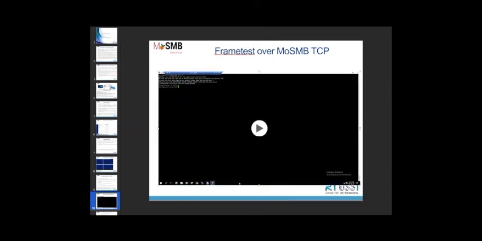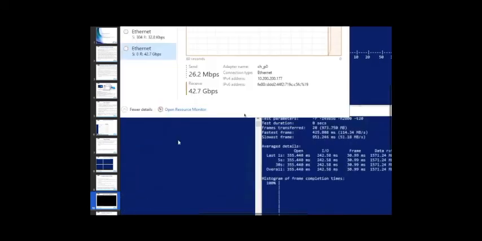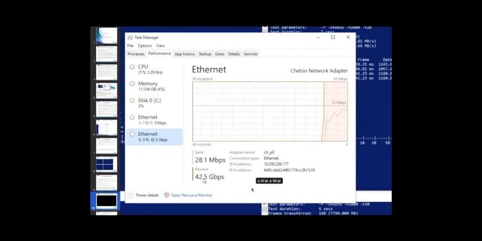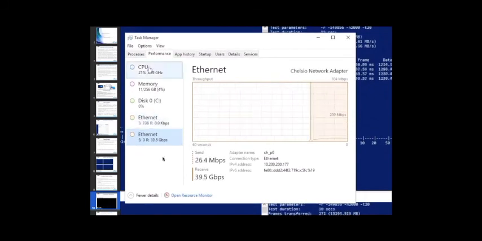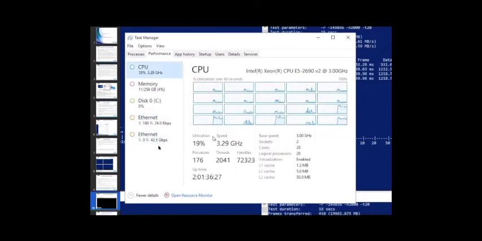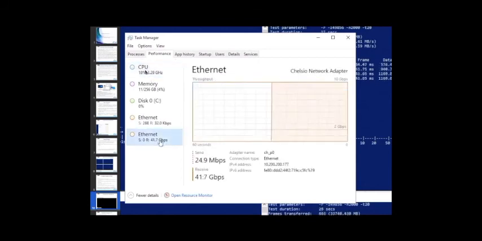So moving on, we repeat the same test, but for TCP as the transport mechanism. I'll just start the video. Here we see that the throughput is between 40 to 45 gigabits per second, but the CPU utilization is fairly high. It's around 19 to 20%, and that is almost 4 times as much as for RDMA.